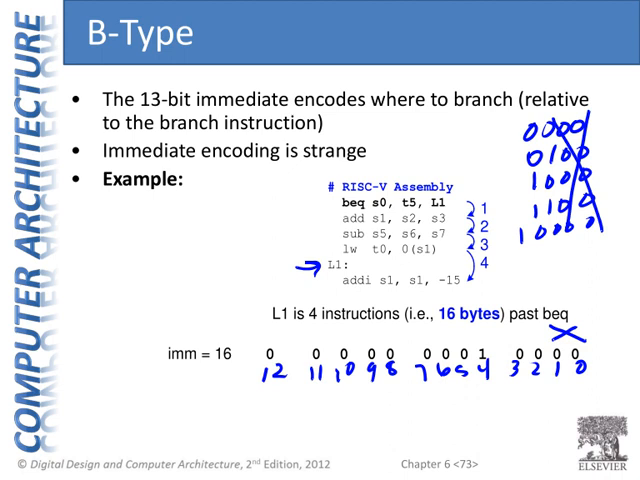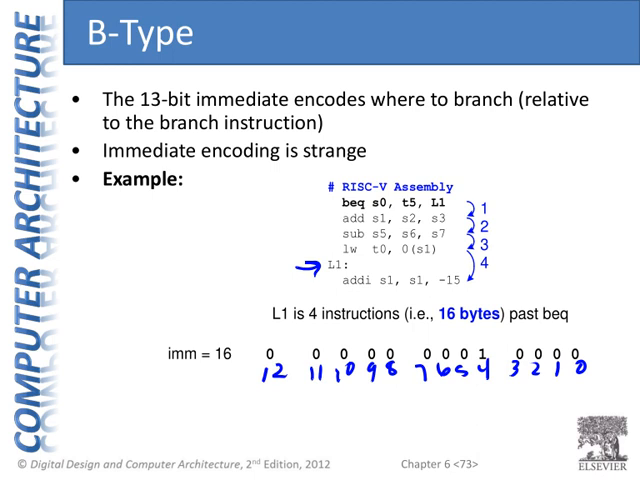So I actually don't have to encode either of those bits, but because RISC-V has a version that has 16-bit instructions, we don't ignore both of them. We ignore just the bottom one, the least significant one.